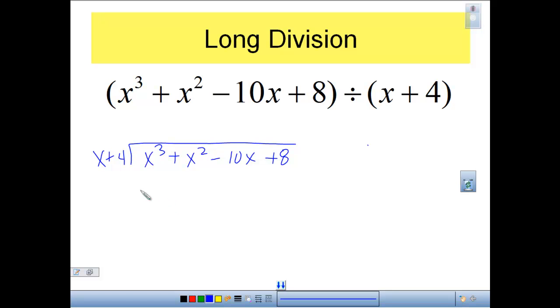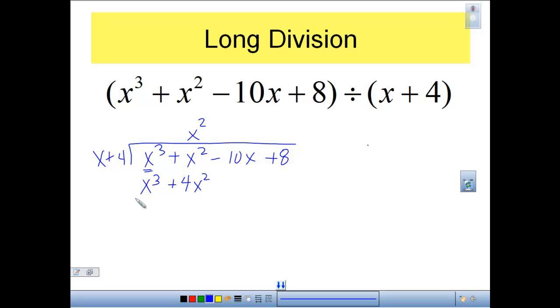So long division, remember, just real quick to review in case you forget how to do this. Remember, you're looking for a value that you multiply x by to get you exactly x cubed. So I need to multiply x squared by x plus 4 to get this term to be exactly right. So I'm going to multiply x squared times x, which will give me x cubed. X squared times 4 will give me 4x squared.